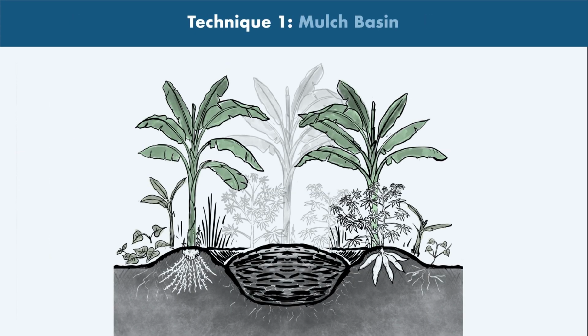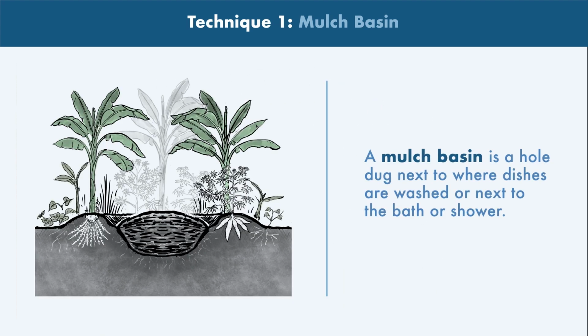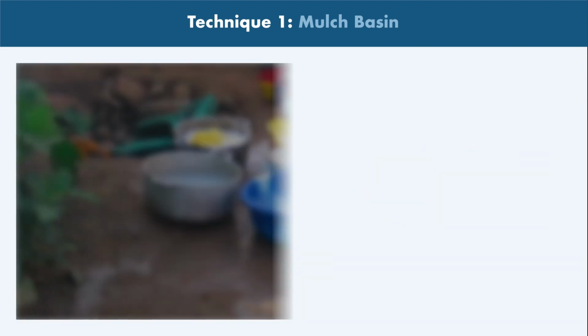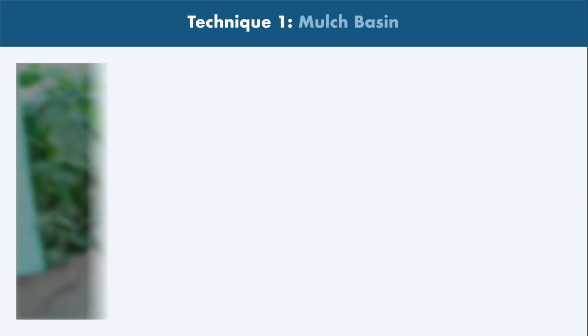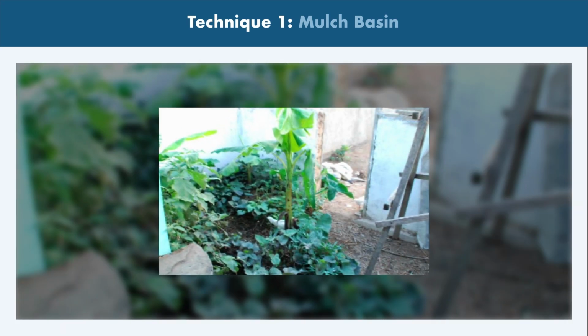Our first wastewater management technique is called a mulch basin. A mulch basin is a hole dug next to where dishes are washed or next to the bath or shower. The hole is filled with mulch to filter the soap in the water, and then water-loving plants like banana, cassava, or sweet potato are planted on the berm around the basin that was created by the excavated soil. A mulch basin can transform an otherwise barren place in the compound into a productive space that can provide extra food, particularly during the dry season.